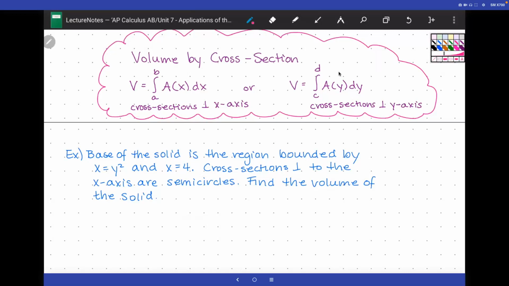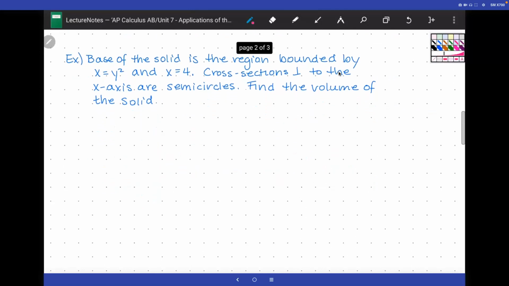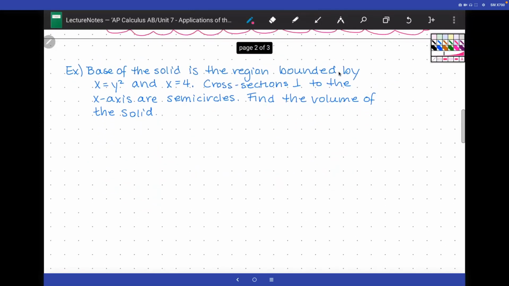Anybody need the cloud? Or I'll scroll up all the way then. So just like before, we're going to have to draw the picture. Draw the picture. Always draw the picture. Step 1, draw the picture.